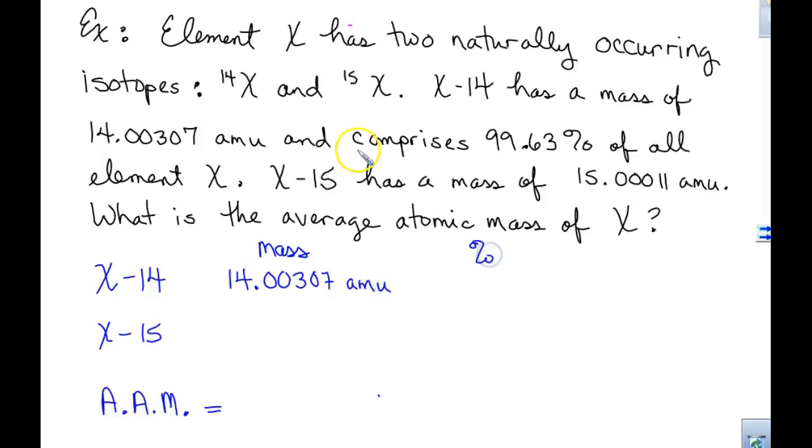And then they gave us the percentage, 99.63%. And then the isotope X15 is 15.00011 AMUs. Okay, they did not give us the percentage for X15.